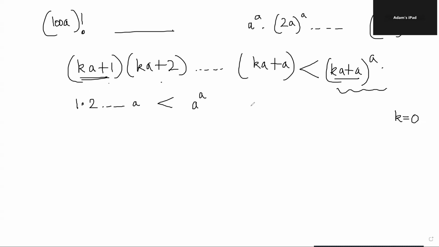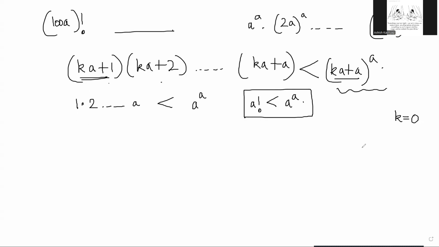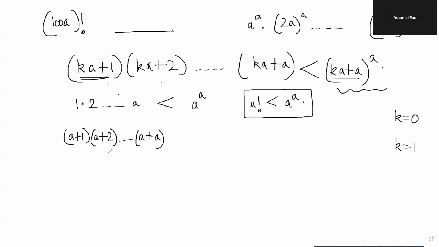So what am I getting? a factorial is less than a power a, right? If I put k is 1, I'm getting on the left side a plus 1, a plus 2 till a plus a, right? Correct? That's what I'm getting. It is less than 2a power a, right?